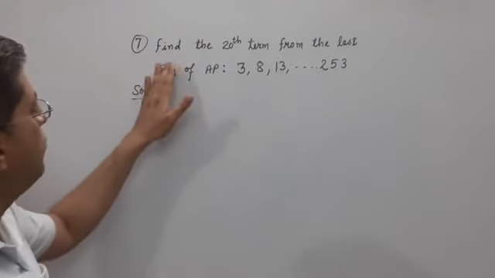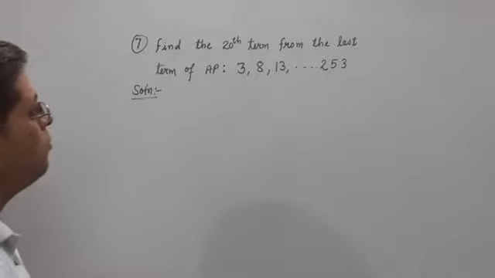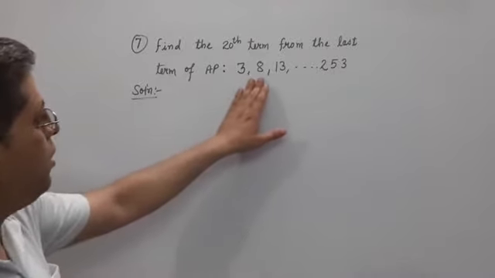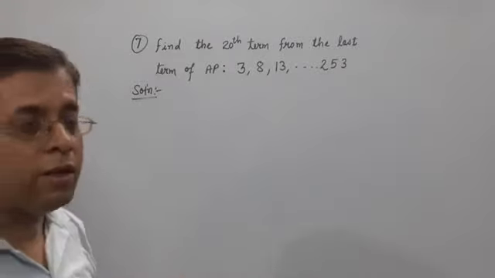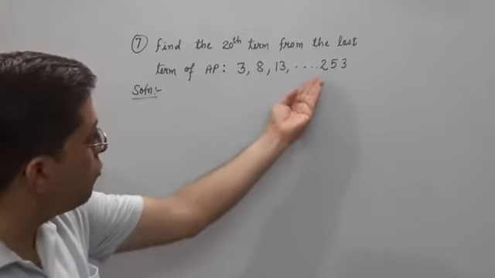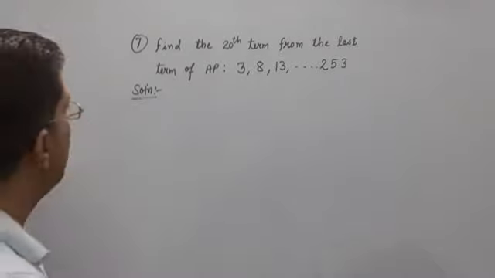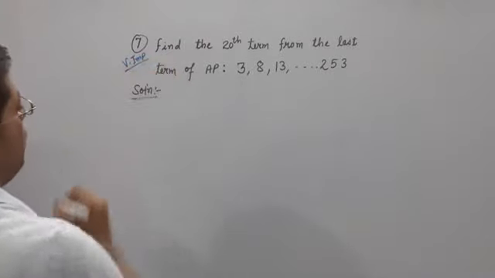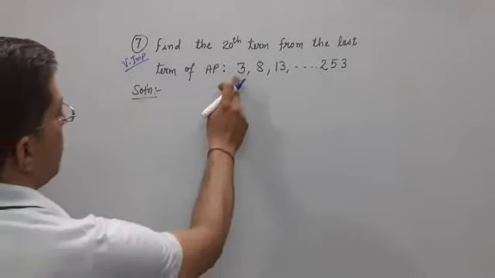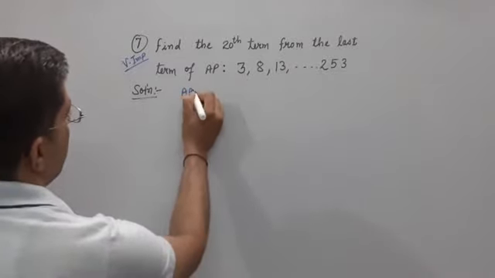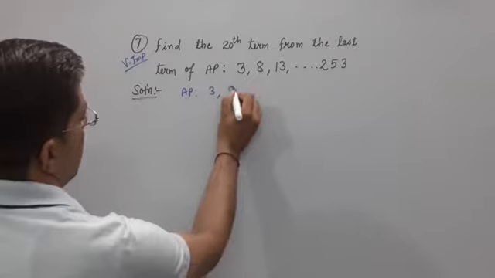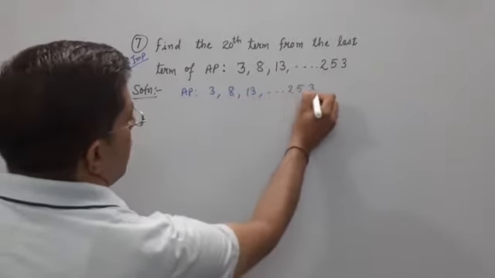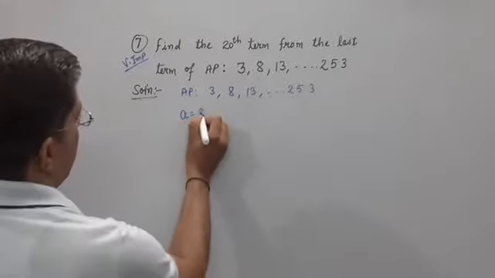Question number 7. Find the 20th term from the last term of the AP 3, 8, 13, up to 253. Okay, from that we have to get the 20th term. This is a very important question from the examination point of view. What is given? AP is given to you: 3, 8, 13, up to 253.